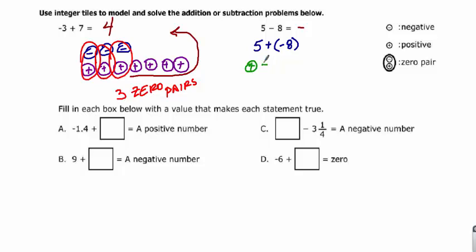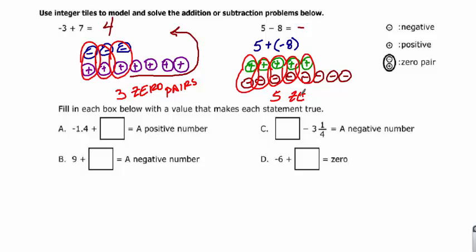There are 5 positives, 1, 2, 3, 4, and 5. There are 8 negatives, 1, 2, 3, 4, 5. I bet many of you are already saying, oh, 5 zero pairs. Yep. 6, 7, and 8. And yes, there are the 5 zero pairs. So you've got 5 zero pairs. We have 3 negatives left. These 3 negatives are left. And that's our answer, -3.